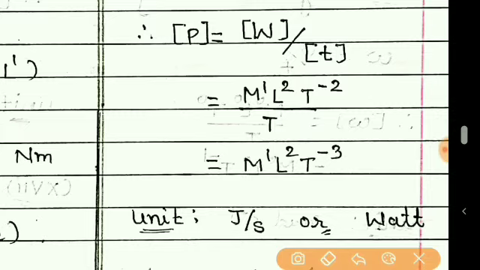Now about unit. From the formula, what is the unit of work? So we know that it is joule, and for time it is second. So the unit of power is joule per second, or specially we can write it as watt, on the name of scientist James Watt. The unit of power is generally written as watt. If you write this, then also it is correct.